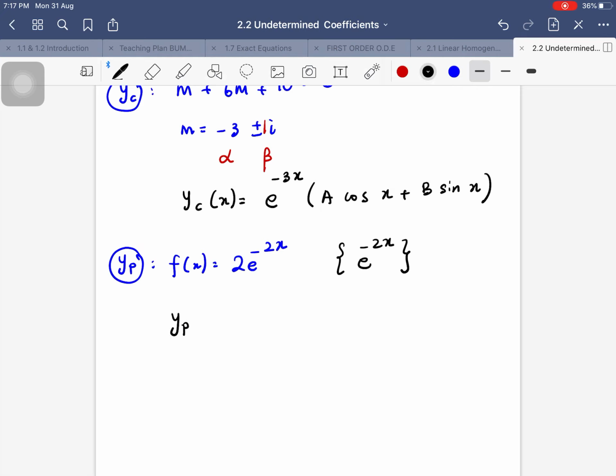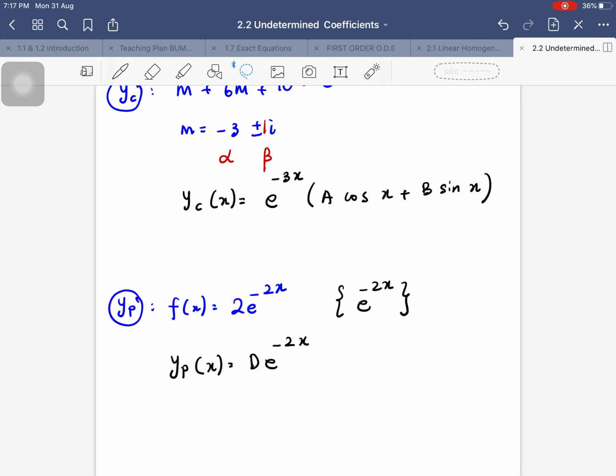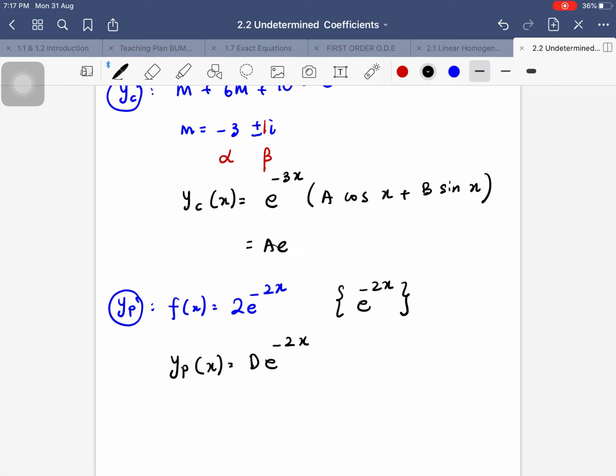And when I write down my yp, I'll end up with yp of x equals, let's use d, so for example, d exponential of -2x. And of course, remember, after you've written your yp, compare for linear dependency. So let me move this to the bottom, because we apparently have to expand this before we start comparing. Now when I expand this term, I'll end up with a exponential of -3x cos of x, and the second term is b exponential of -3x sine of x. Okay, and then only we start comparing.